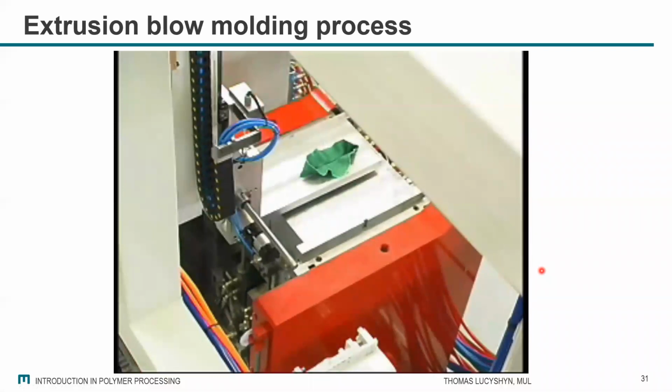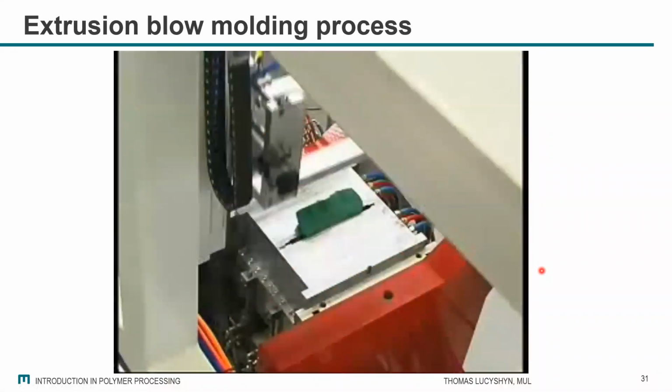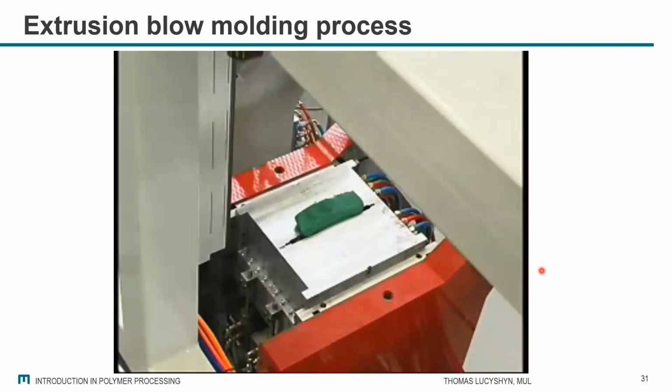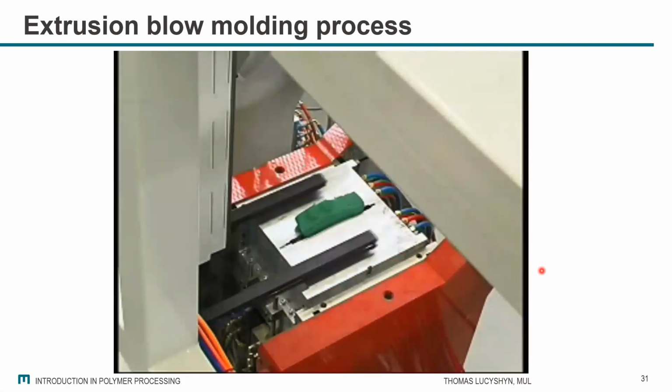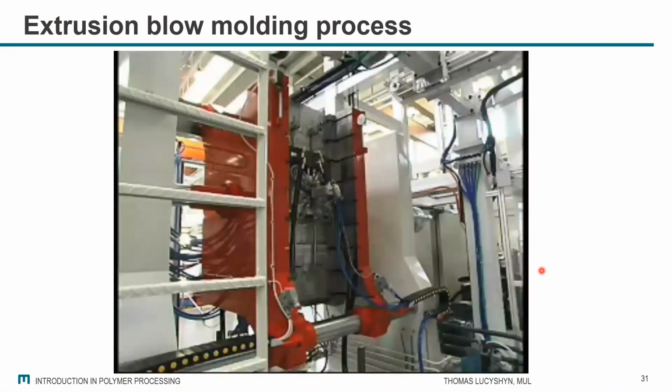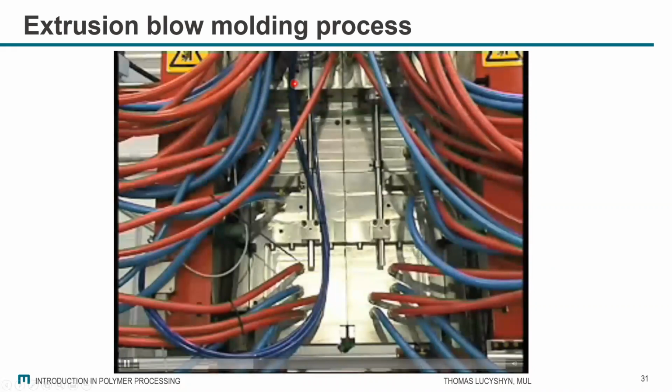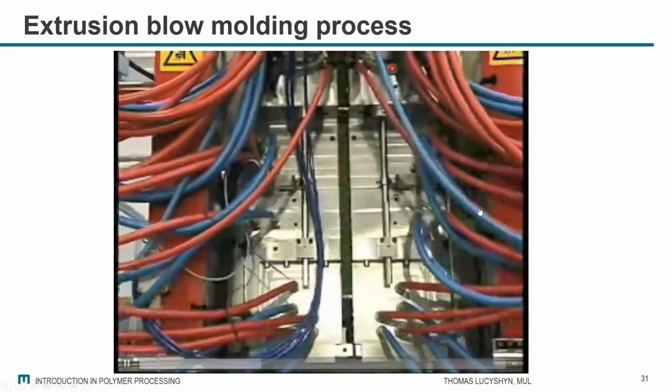So the blowing stage is very fast. Then it cools, and we have to wait until it's sufficiently cold and sufficiently rigid. And then this is taken again with the robot, and the mold is opening. In the meanwhile, you see that the next parison is already coming, because we have to combine here a continuous process of extrusion and a discontinuous process of molding.